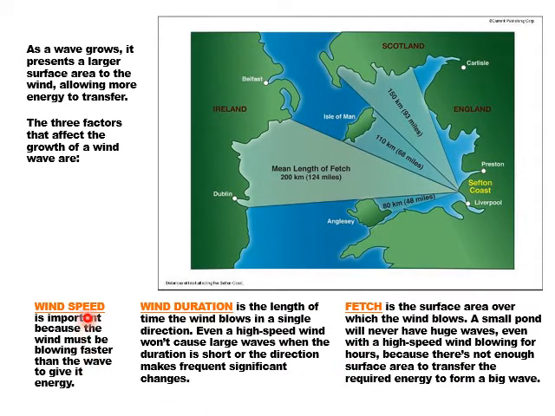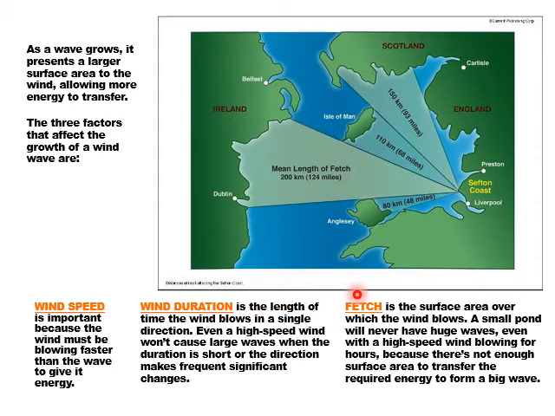The first is wind speed. The wind speed has to be blowing faster than the wave is moving. If it isn't, then the wave won't be able to receive energy. Wind duration is really important. It's important for the wind to blow in a consistent direction for a long period of time. If the wind blows really hard for a short period of time, or if it changes directions frequently, then it's unlikely to generate large waves.